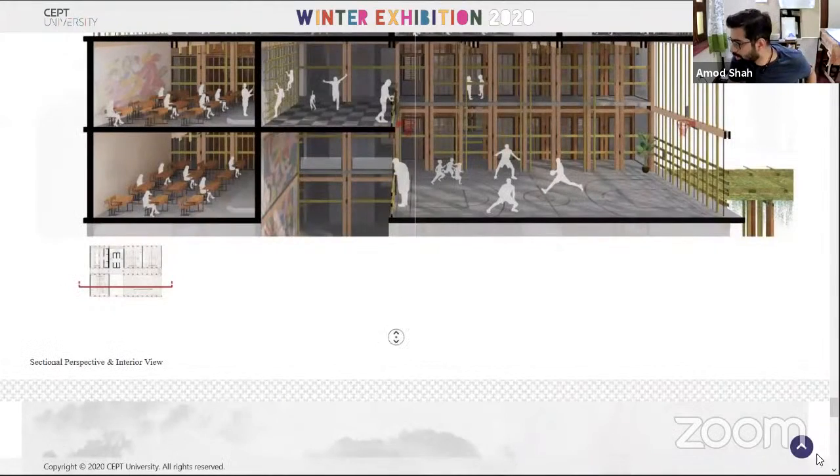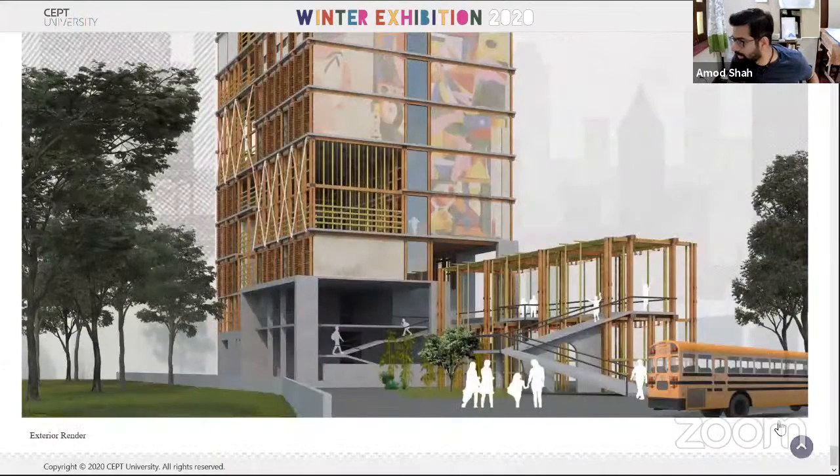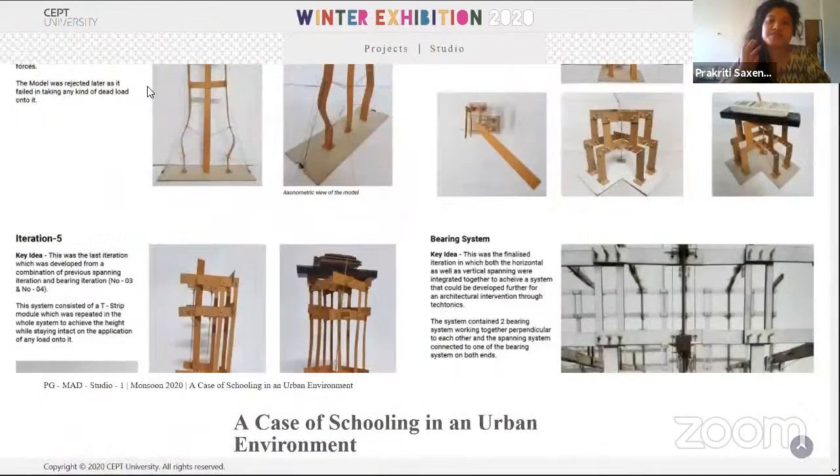Great. So we'll just run you through Abhinav's project as well.